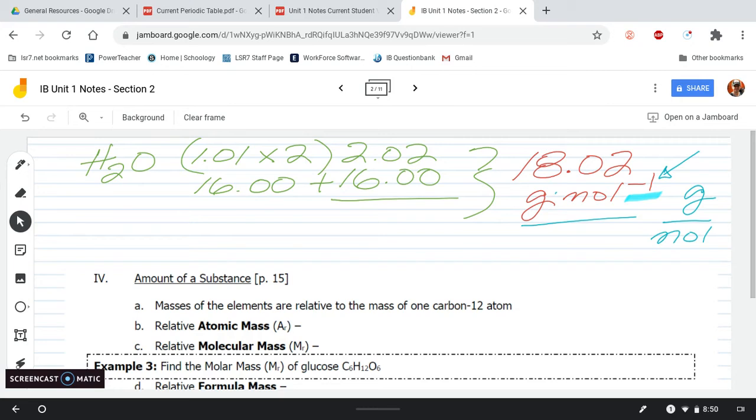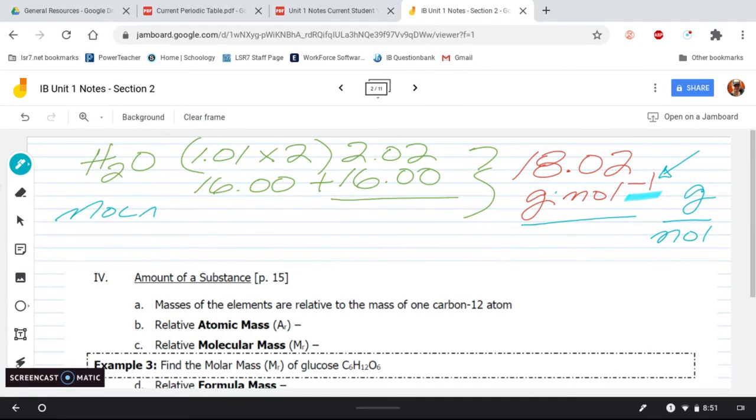Okay, so that's the molecular mass. Now, the other thing you might want to write down is that it can be called, I've used this in class, molar mass.